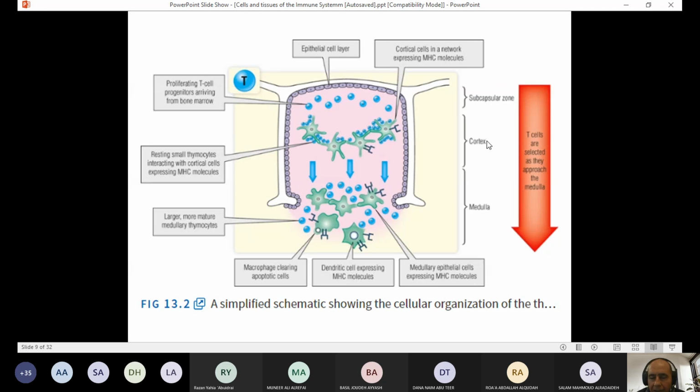Subcapsular zone, the cortex, and the medulla. They start from the periphery and then go into the medulla. So in the medulla, this is where they are going to be present. Here, we are going to see that it's not just the T and B cells that come out of the bone marrow, but also macrophages that play a major role in the processing, and the ones that have major histocompatibility antigens here to be recognized as self or non-self.